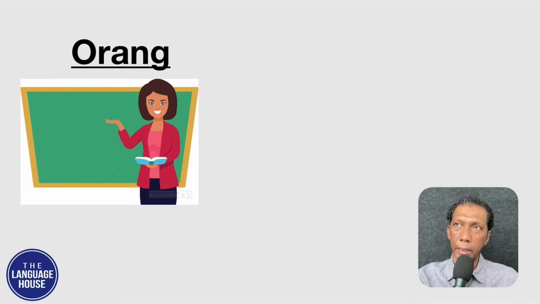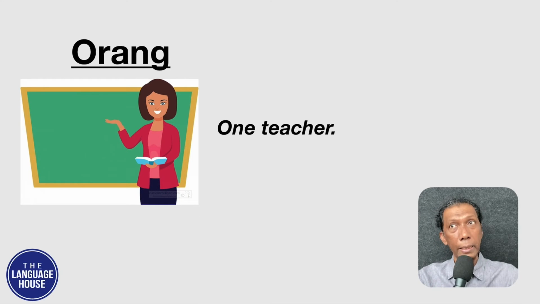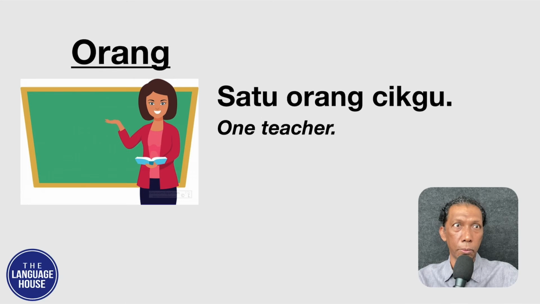How about this one? This is a teacher. Teacher is cikgu. So we want to say there's only one teacher. So for 1 teacher, what do you say? 1 orang cikgu. Is that your answer? Because 1 orang cikgu is wrong.